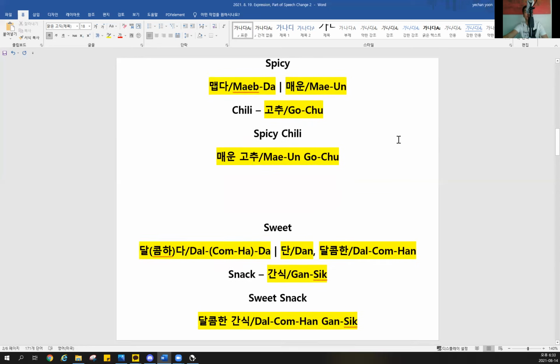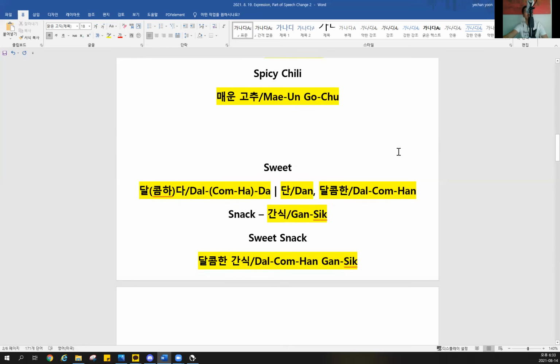Next one. Sweet. How can you say sweet? 달콤하다. The simple word is 달다, but we usually use both of them. 달콤하다 or 달다. The changing form is 단 or 달콤한.